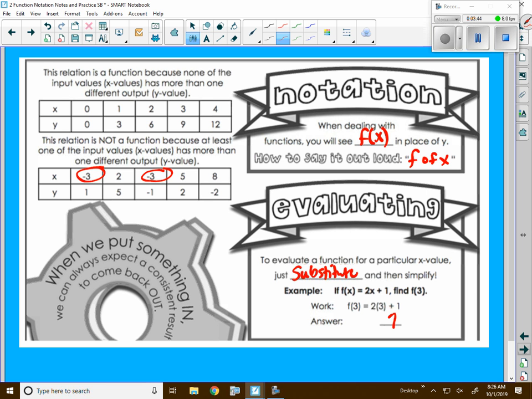Now I'm going to go one step further, and I'm going to say, write this as a coordinate point. So what is the x value of my coordinate point? What did we plug in? We plugged in 3, right? And our answer for y was 7. So your coordinate point then is (3, 7). You tracking with me?